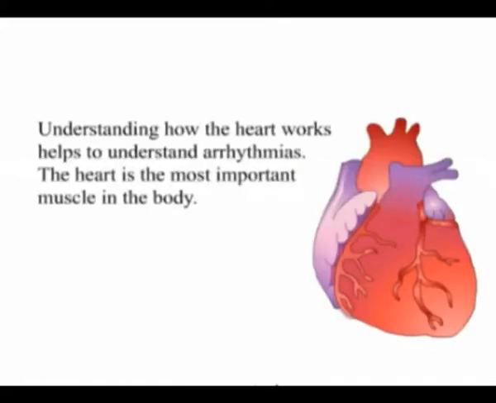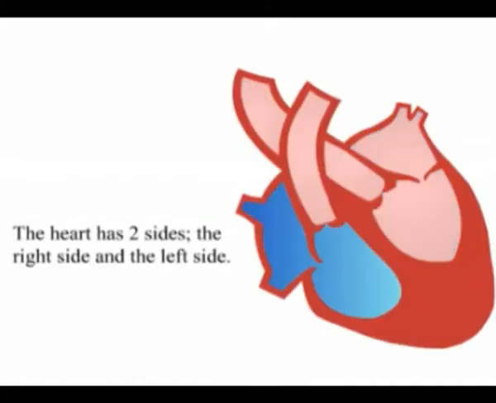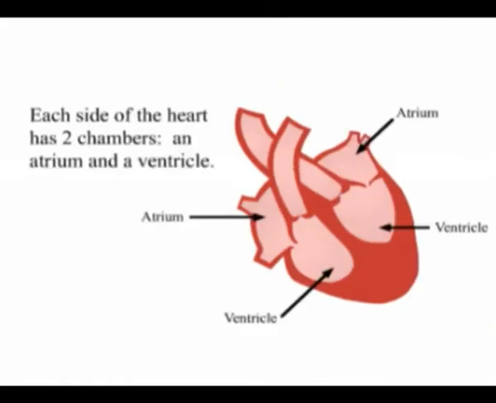The heart. Understanding how the heart works helps to understand arrhythmias. The heart is the most important muscle in the body. The heart has two sides, the right side and the left side. Each side of the heart has two chambers, an atrium and a ventricle.